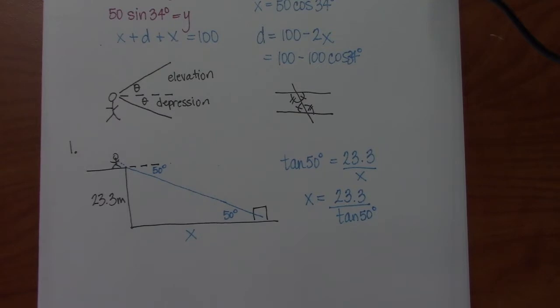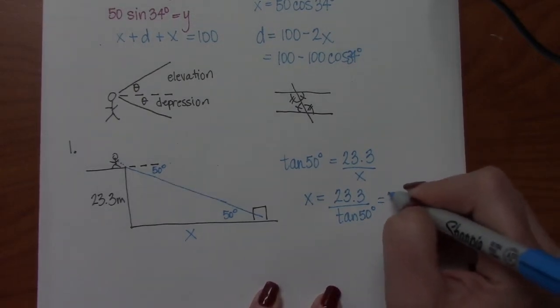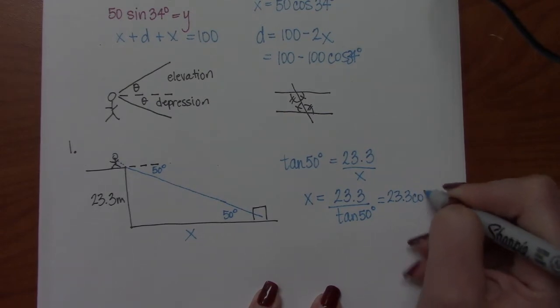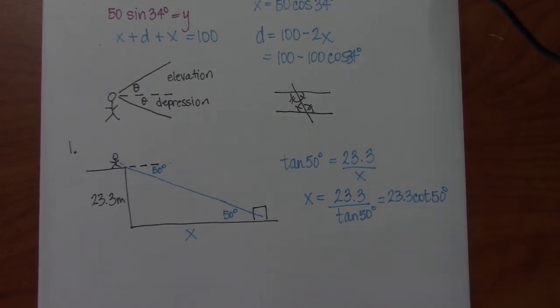What's 1 over tangent? Cotangent. So I could also say that it's 23.3 cotangent of 50 degrees. Those are equivalent. So what's the advantage of one over the other? Well, if you're typing this into a computer, it might just be easier to type cotangent than worry about a fraction. If you're actually calculating the value, well, then you want to leave it in tangent because your calculator only has a sine, cosine, and tangent button. Okay, so these are equivalent answers.